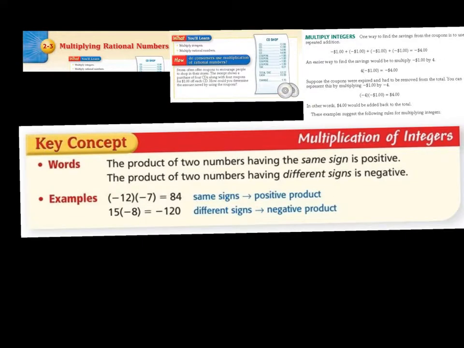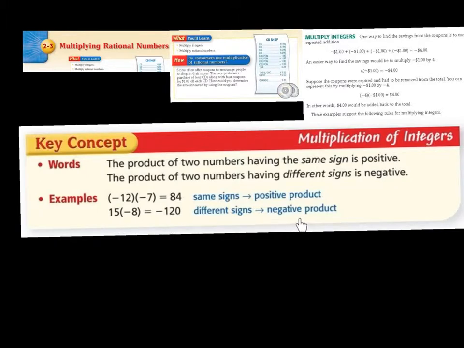The product of two numbers having the same sign is positive. The product of two numbers having different signs is negative. Or we'll say a negative times a negative, so -12 times -7 is +84. Same signs, positive product. Positive 15 times -8 is -120. Positive times a negative is a negative.